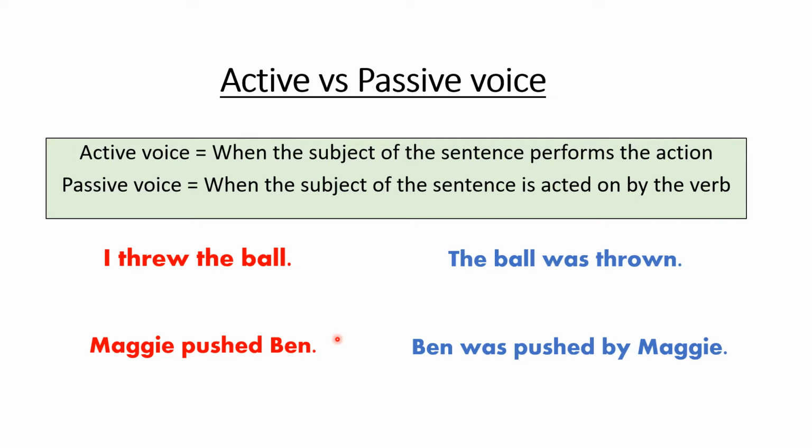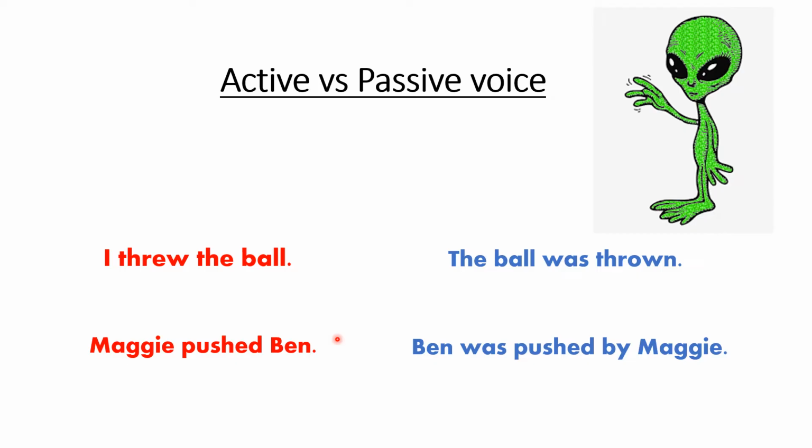Now it can sometimes take students a little time to get used to spotting the passive voice. So a nice trick I've heard from other teachers is to see if you can put the phrase by aliens after the sentence or as a substitution in the sentence. And if you can, it's likely you have an example of passive voice. We can see this here, as you could say, the ball was thrown by aliens. Or you could say Ben was pushed by aliens.